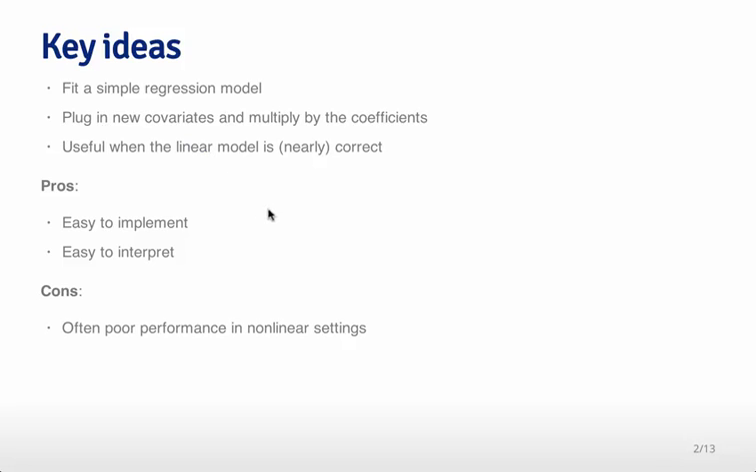This is useful when that linear model is nearly correct. In other words, when the relationship between the variables can be modeled in a linear way, as a function of lines, then this is a useful way to predict. It's very easy to implement, and it's also quite easy to interpret compared to many machine learning algorithms, in the sense that you're fitting a set of lines to a data set, and the lines are relatively easy to interpret. It can have poor performance in nonlinear settings, so it's usually used in combination with other machine learning algorithms on complicated examples.